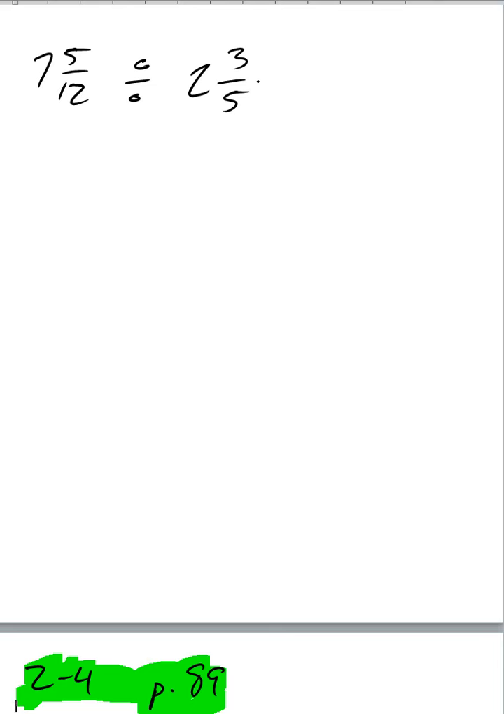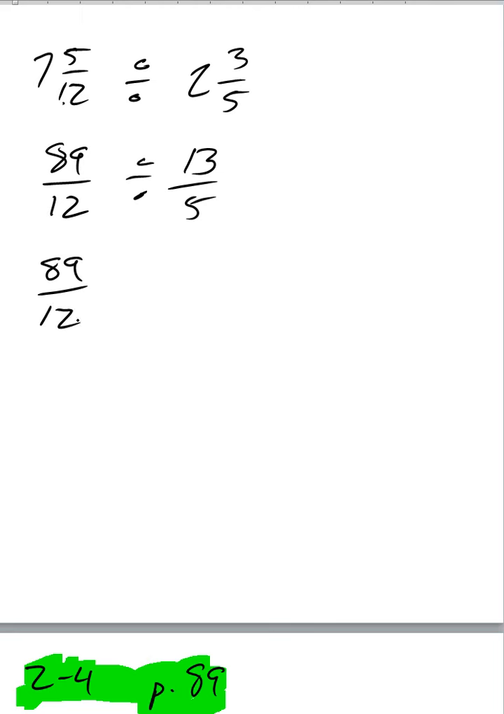The first thing we have to do is change these to improper fractions. So I take 12 times 7, which is 84, plus 5, which is 89. So I get 89/12, still divided by 5 times 2, which is 10, plus 3, for 13/5. Now I multiply by the reciprocal. I keep my 89/12, so the number out front stays the same. Nothing ever happens to that. And you take it times the reciprocal of 13/5, which is 5/13.